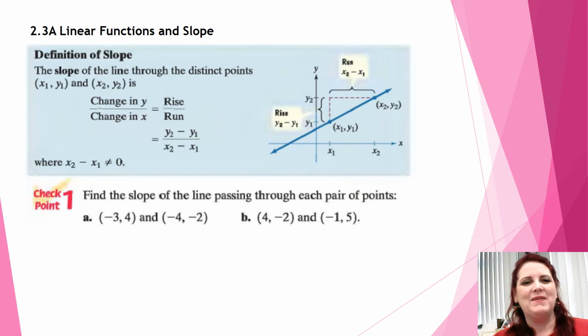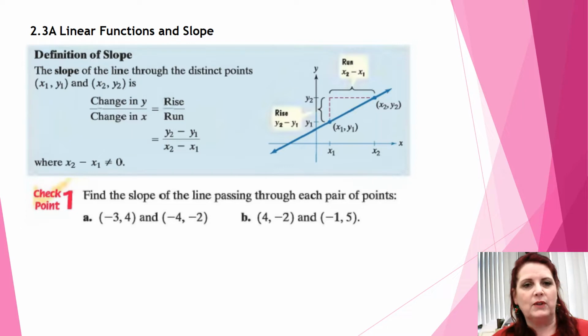Hello class, and welcome to 2.3a. We're going to look at linear functions and their slope. Linear functions are the most basic of all functions, so that's why we're going to look at those first. A line that is drawn on a graph has an equation which we call a linear function. And lines have a particular characteristic of slope. That's how it's slanted. So we're going to learn how to find that slope.